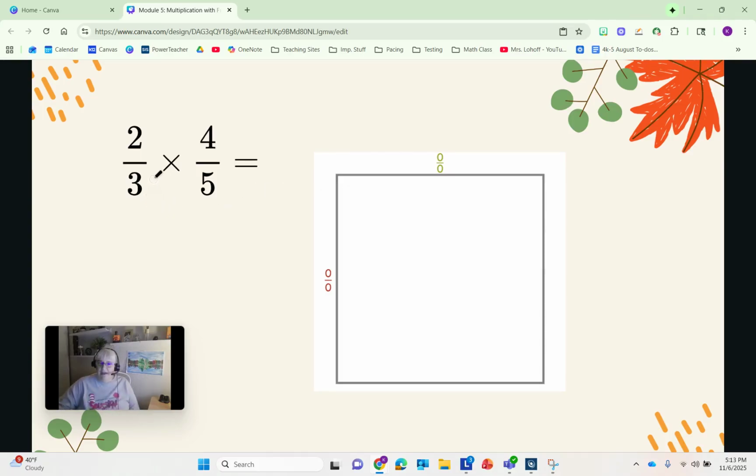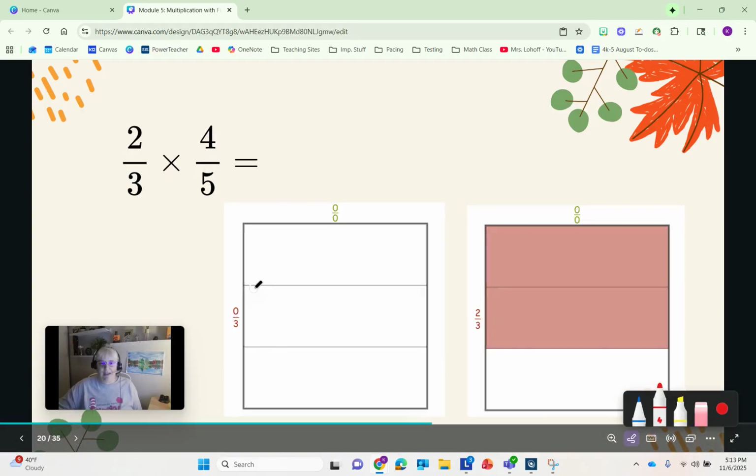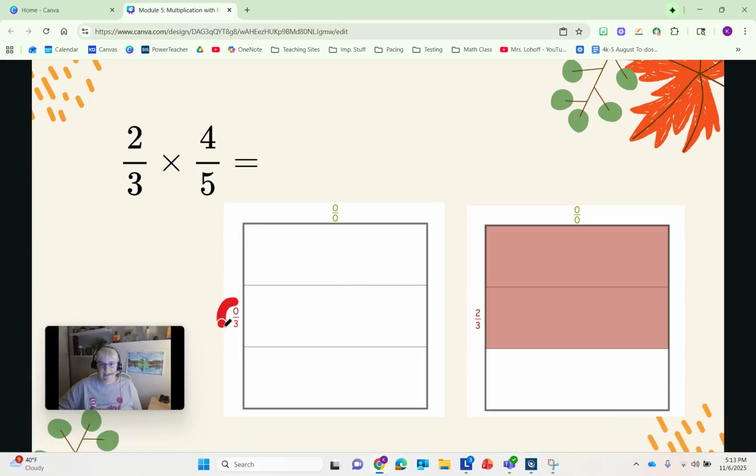So in order to divide it, we're going to look at these denominators. And we're going to have to divide one side into thirds and the other side into fifths. So let's take a look. We're going to divide one side into thirds. Here we have 0/3. See, we have 0/3. We've divided it into thirds. And now the top part says 2/3. So we've shaded in 2 of the 3 parts. And you can see the fraction right here, 2/3.